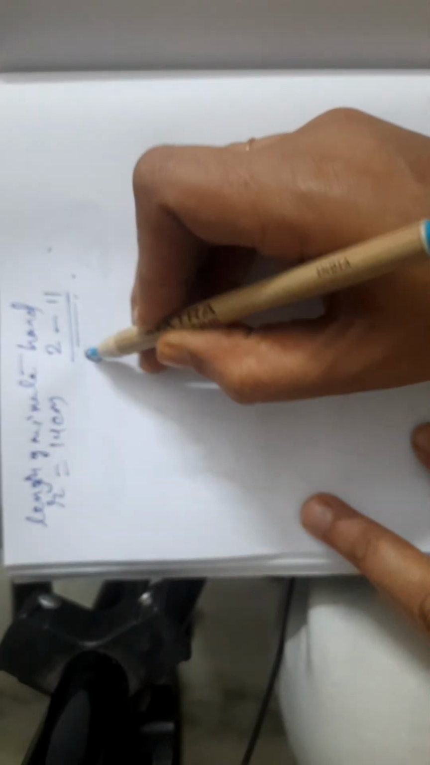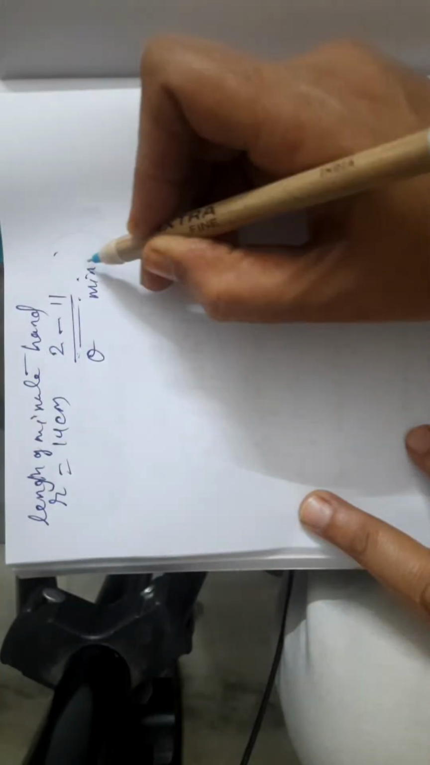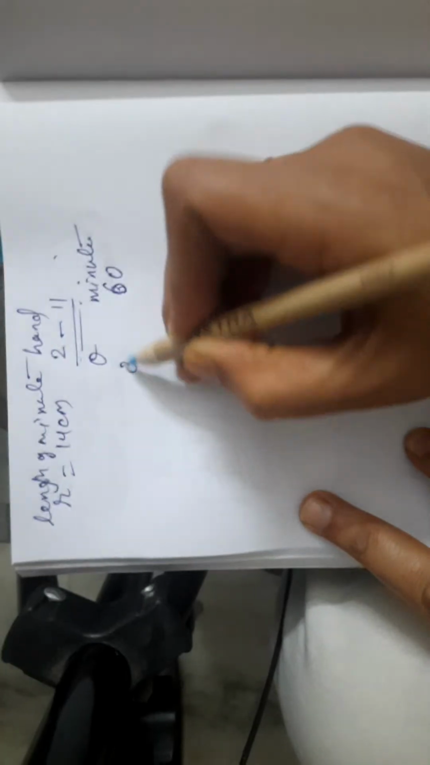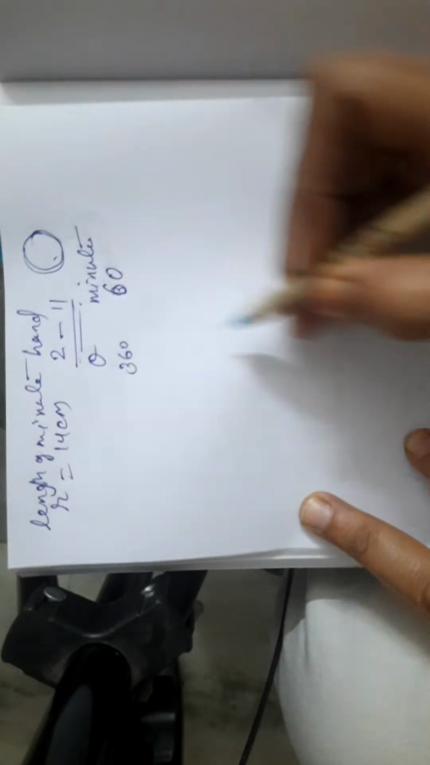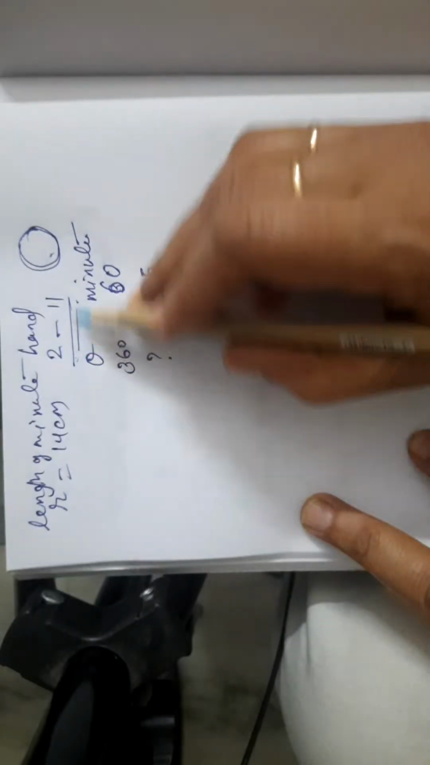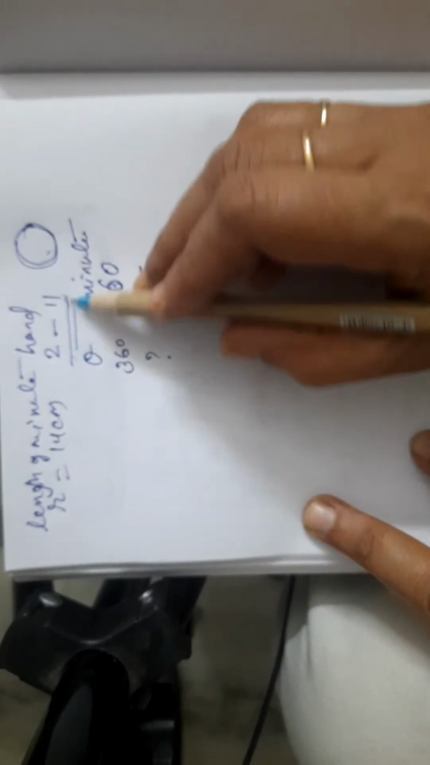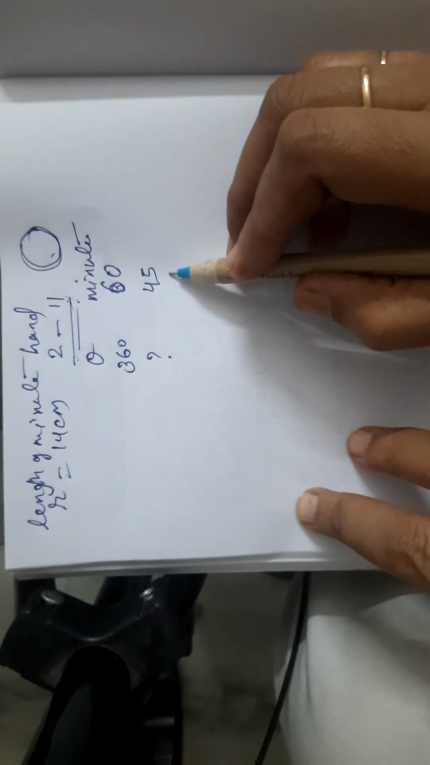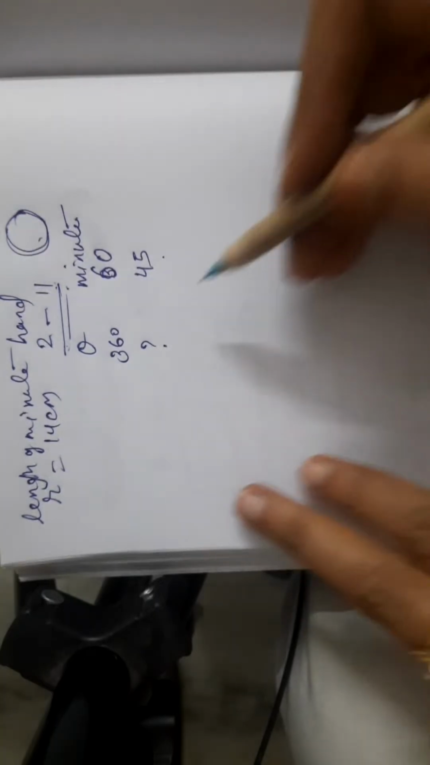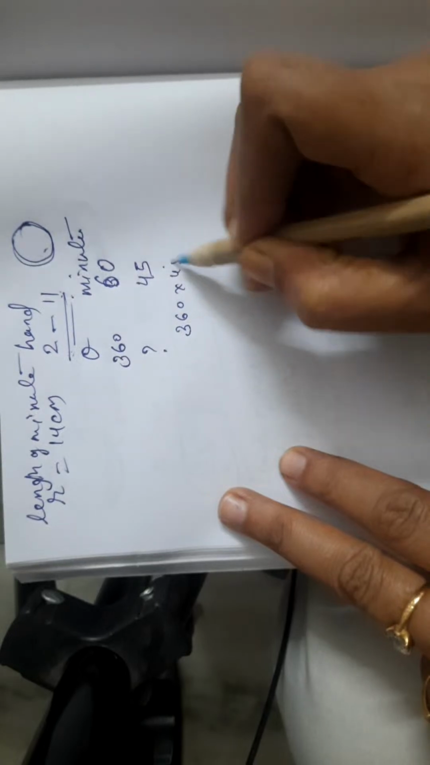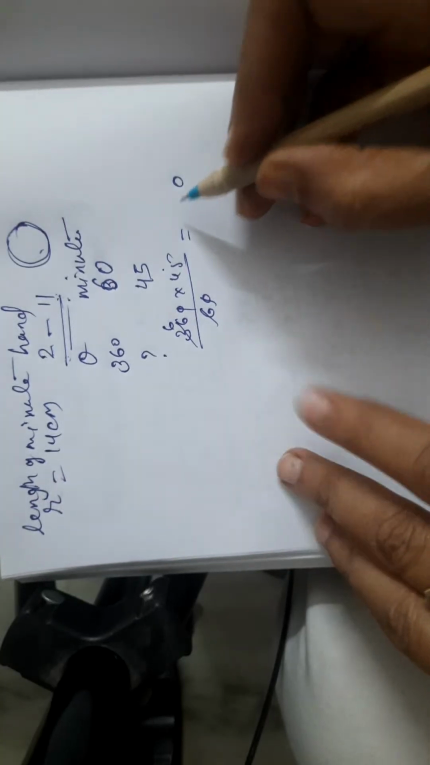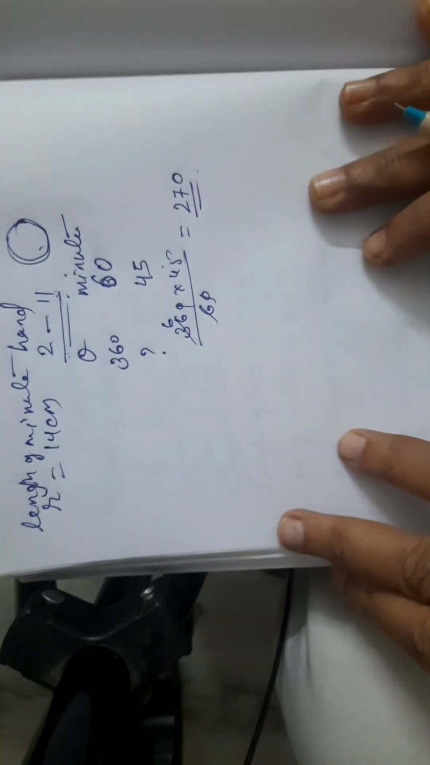We'll be calculating theta and minutes. When it covers completely 60 minutes, theta will be 360, as the complete circle is covered during 60 minutes. Now when it covers 45 minutes, what is theta? 11 minus 2 is 9, 9 5s are 45. So during 45 minutes, what will be the theta? Here, theta value by cross multiplication we can find out: 360 multiplied by 45 whole divided by 60. We got the value of theta as 270.